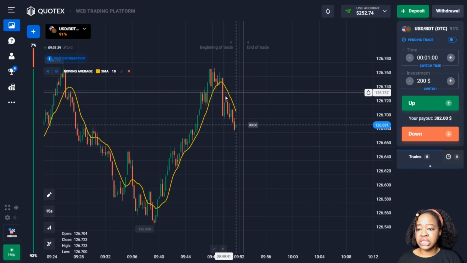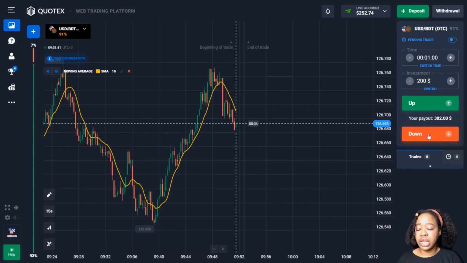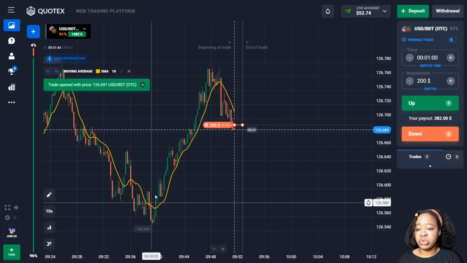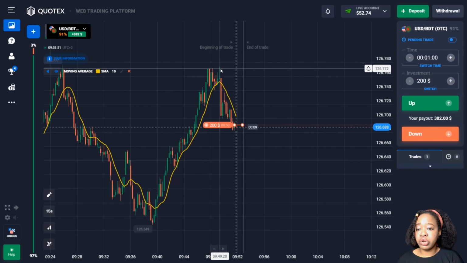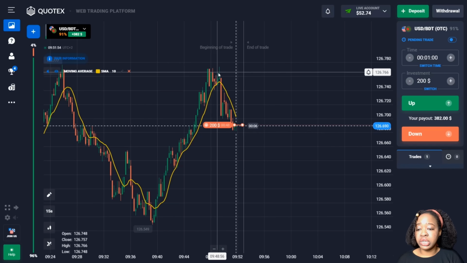Here, guys, you can see that I have a very good situation. I'm going to open a down trade for 1 minute because I can see a very interesting upward movement here, and at the top you can see the resistance level. The price bounced from this level, and you can see the red candlestick.